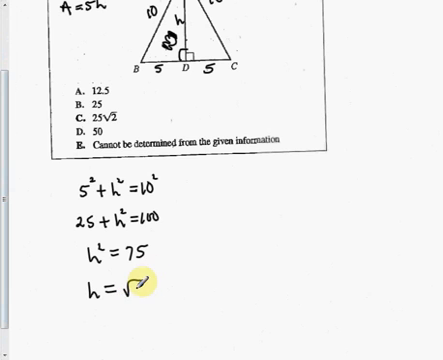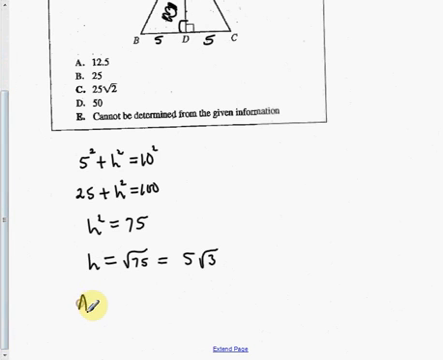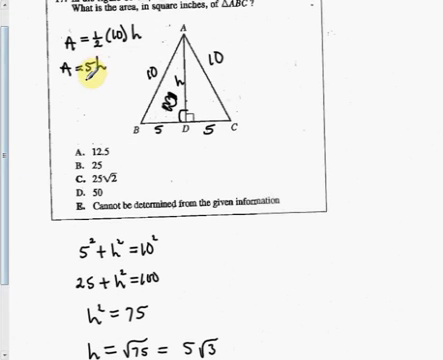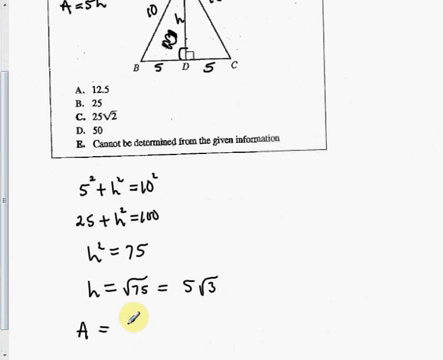So h is equal to the square root of 75. Now, I can break 75 down because that's 25 times 3. So what's the square root of 25? 5. So h is equal to 5 times the square root of 3. Does that make sense? So the area, I already got my formula up here, is 5 times h. So that's 5 times 5 times the square root of 3, which is 25 times the square root of 3. Look at those answers. The answer is not there, so cannot be determined from the given information. See that? Because we calculate the answer is 25 times the square root of 3.